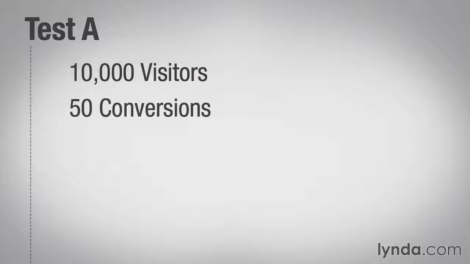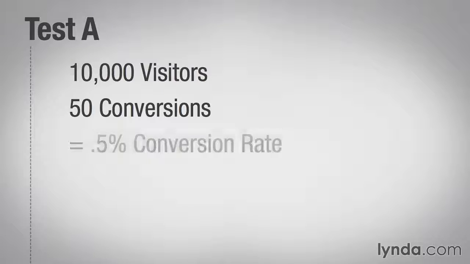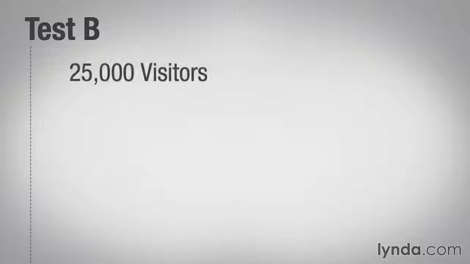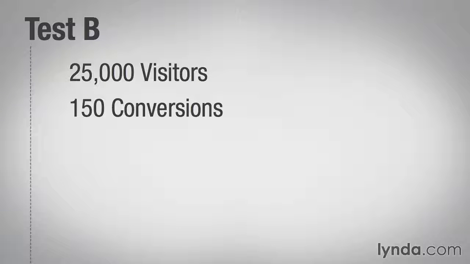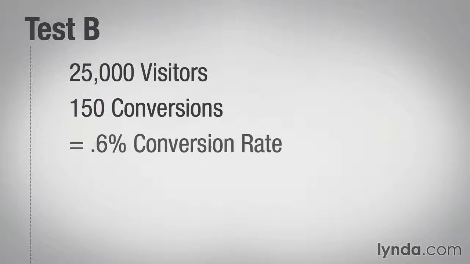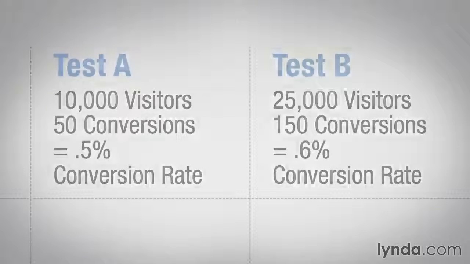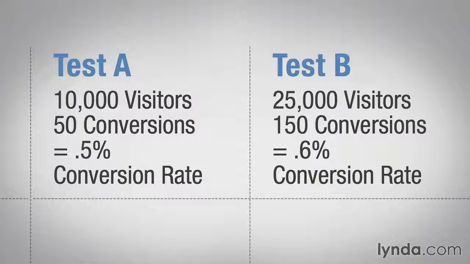In test A, we had 10,000 visitors and 50 conversions. This equals a 0.5% conversion rate. In test B, we had 25,000 visitors and 150 conversions. This equals a 0.6% conversion rate. At a glance, you'd be inclined to call test B a winner. For a marginal traffic increase, it looks like the conversions are higher and the conversion rate is better.